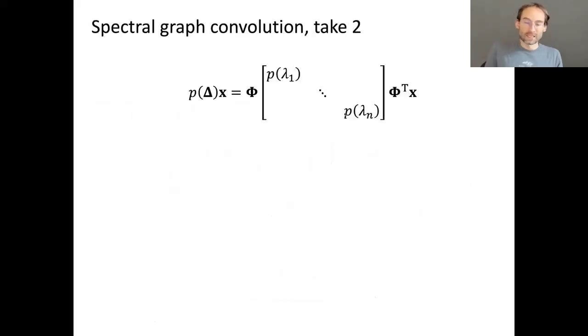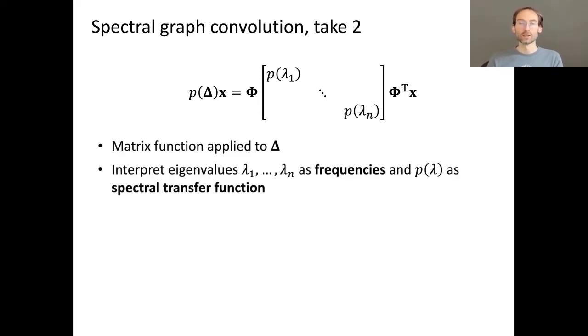So let us again take a step back and try to look at the filtering process slightly differently. We can think of it as a kind of matrix function that is applied to our matrix. And if we interpret the eigenvalues as frequencies, this matrix function P, which is a scalar function, can be thought of as a spectral transfer function, so as a filter.